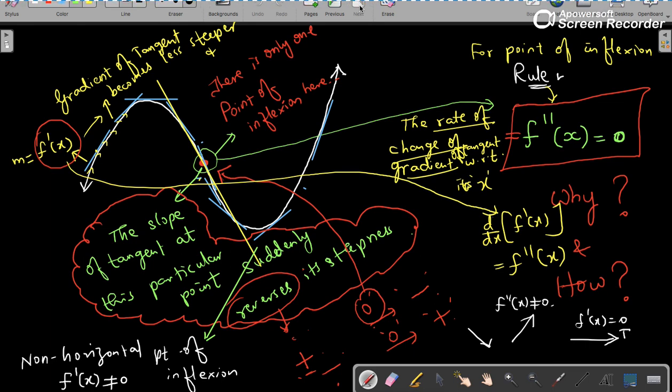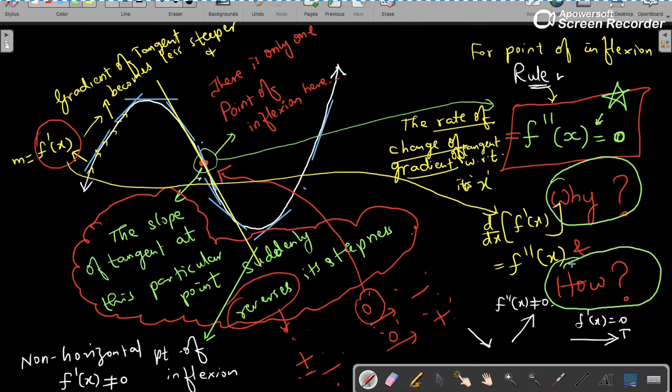So this is how we understand the rule of point of inflection, and why and how f double dash x is connected with point of inflection.